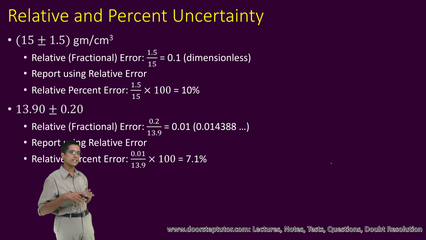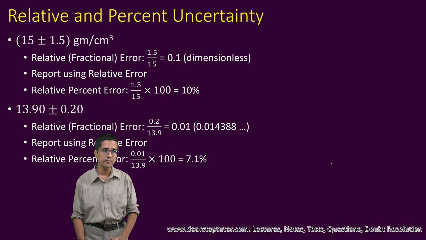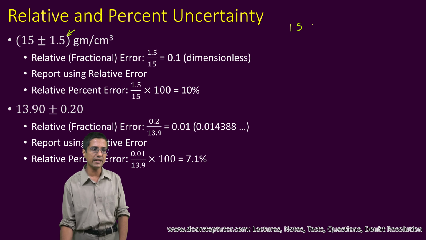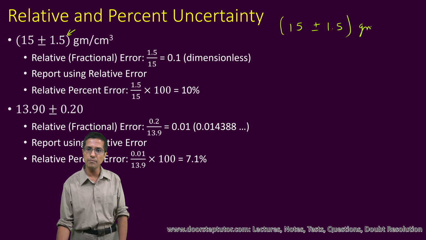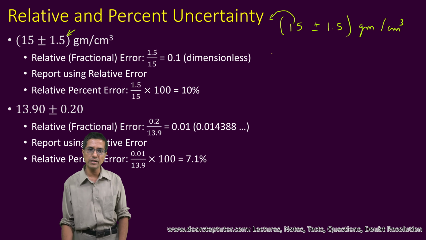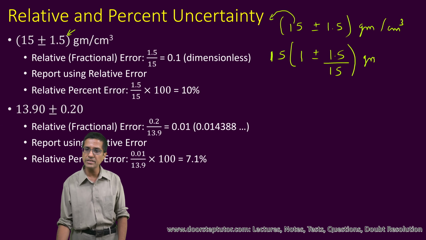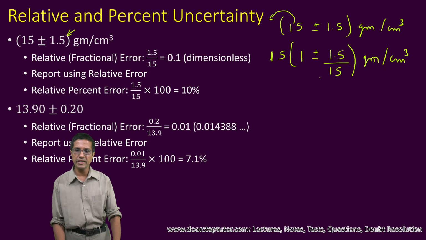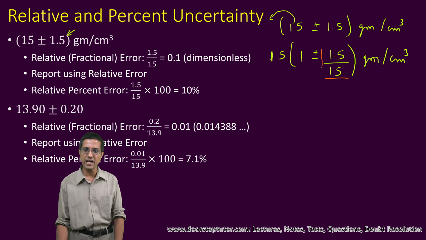Now that we have understood this, let us understand what we mean by relative error. One way to report our result in this case was to just write it like this, and we will say this is, of course, gram per centimeter cube. Another way to report the same result is to take out 15 common. So we will take out 15 outside and write the result as 1 plus minus 1.5 divided by 15, and this remains in gram per centimeter cube, because the unit does not really change. This quantity right here is known as the fractional or relative error.